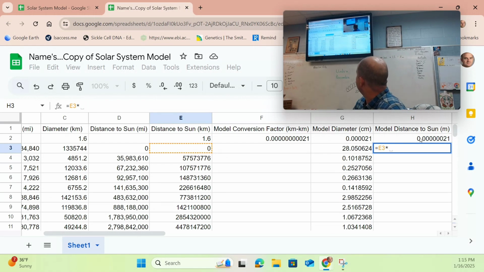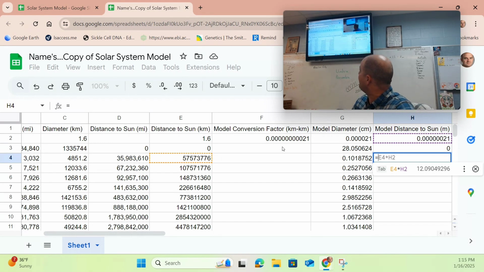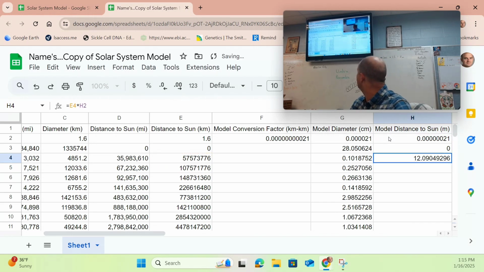Our new custom fancy conversion factor. Enter. And I should have 0 because from the sun to the sun is 0. But if we go to the next one and we hit enter, now it should properly drop back to Mercury's actual distance in kilometers from the sun times our fancy conversion factor. Hit enter, and that is correct. On our model, Mercury will be just over 12 meters from the sun.